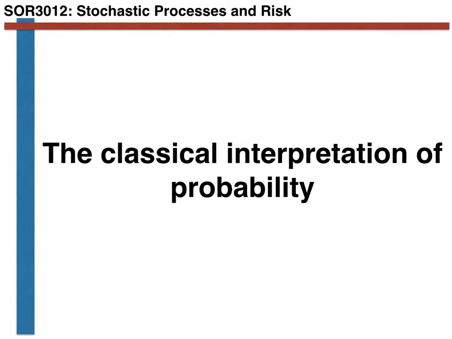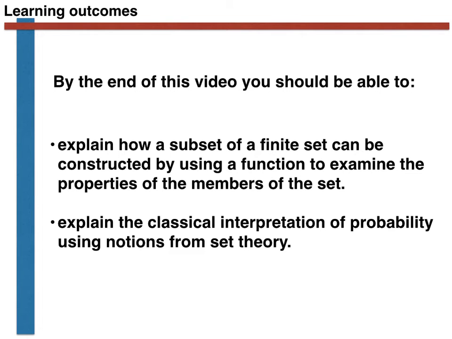This is the first video in a series about probability that forms part of a university course. In it, you are going to learn about the so-called classical interpretation of probability. Hopefully by the end of this particular video, you should be able to explain how a subset of a finite set could be constructed by using a function to examine the properties of the members of this set. And you should also be able to explain the classical interpretation of probability using notions from set theory.